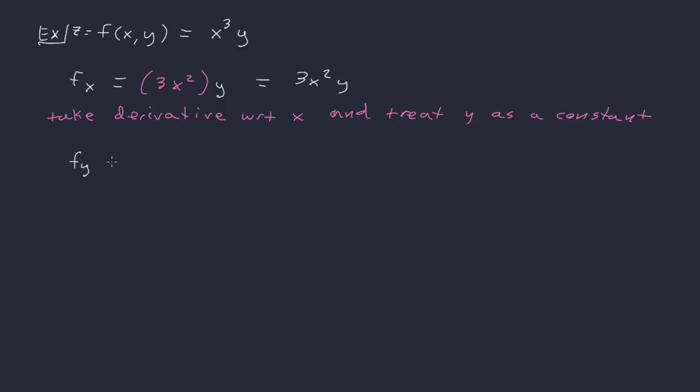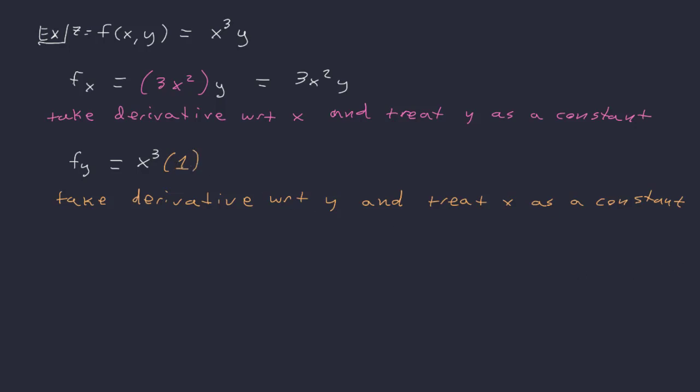All right, next up will be f sub y, and in this case, this is where we take the derivative with respect to y and treat x as a constant. So what that means here is that when I go to differentiate this x cubed, that's just a constant. That could be 5 for all I care, 5 cubed. So it just comes along for the ride as x cubed, but the derivative of y with respect to y is 1. So this comes out to just be x cubed.